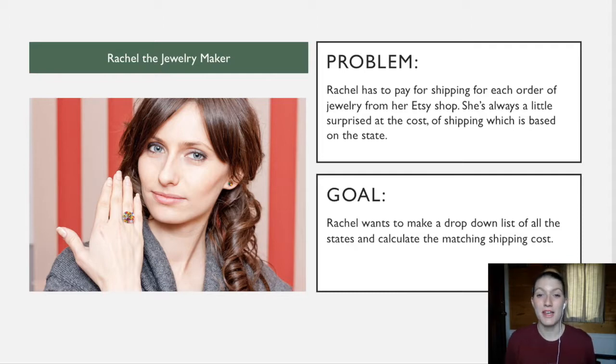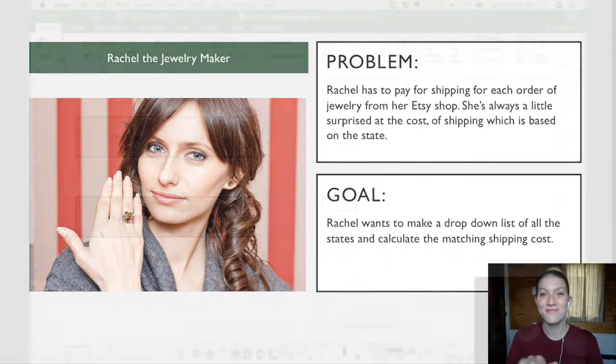She has had this situation where she's been wanting to track the shipping cost, and in one of our last videos with Rachel the Jewelry Maker, we reviewed how to find the shipping cost based on the state with a drop-down list, and then another cell that references that drop-down list with a VLOOKUP. Today, we're going to keep that same drop-down list that has all of the states and calculate the matching shipping cost in this scenario using an index match instead of a VLOOKUP. Let's see what that looks like.